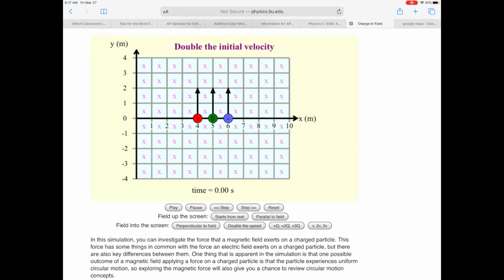Now I'm going to double the speed compared to the last one, to see how these charges move differently. Now your charges are still moving in circles, but now they're moving in circles of a larger radius.